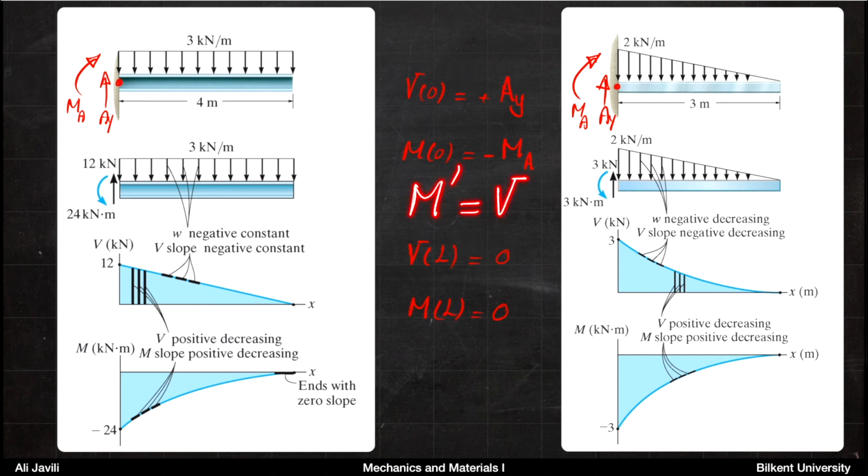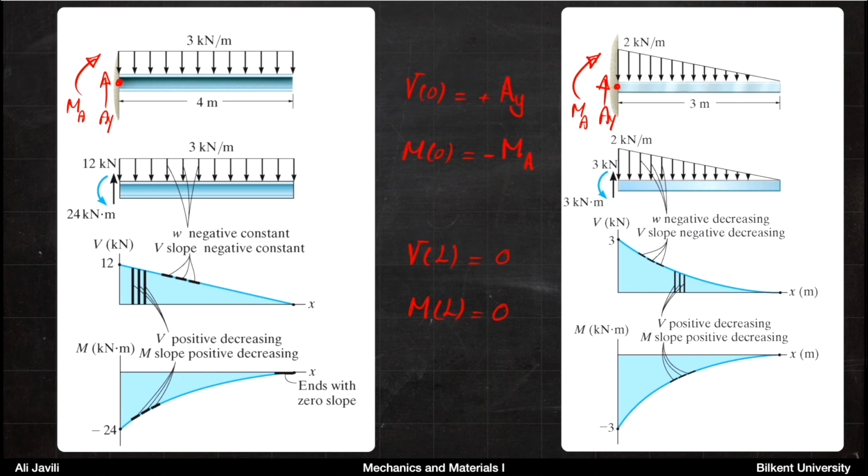Now, once you have the shear diagram, you can also draw the moment diagram using a similar approach. M prime equals V now, and then because V is quadratic, M must be a cubic function. So M is a cubic function, but you can see that the slope of M is V. So M prime equals V. So that means the slope of M is V, but V is always positive.